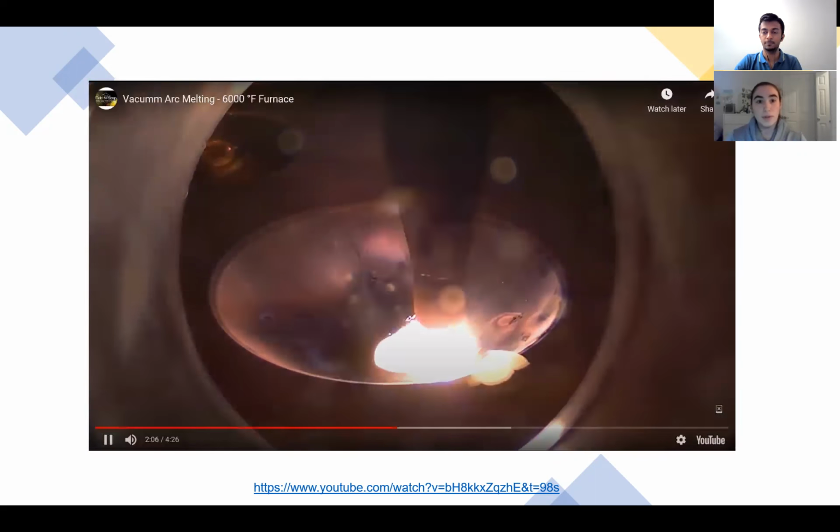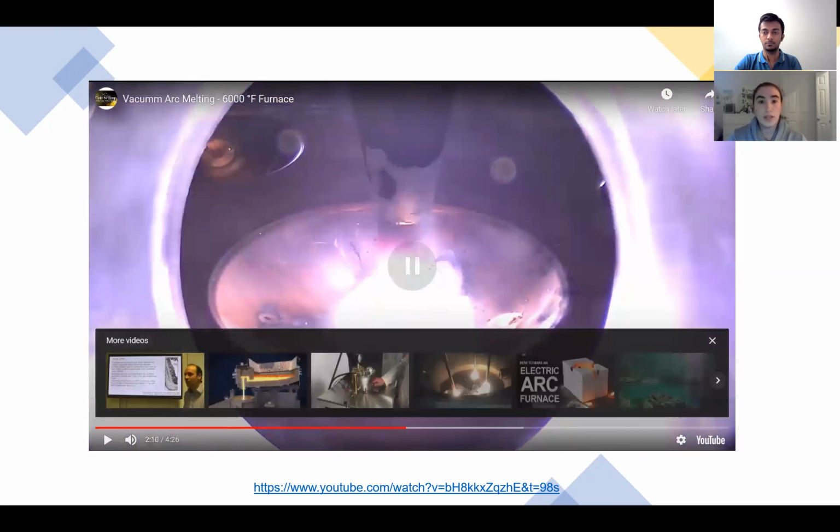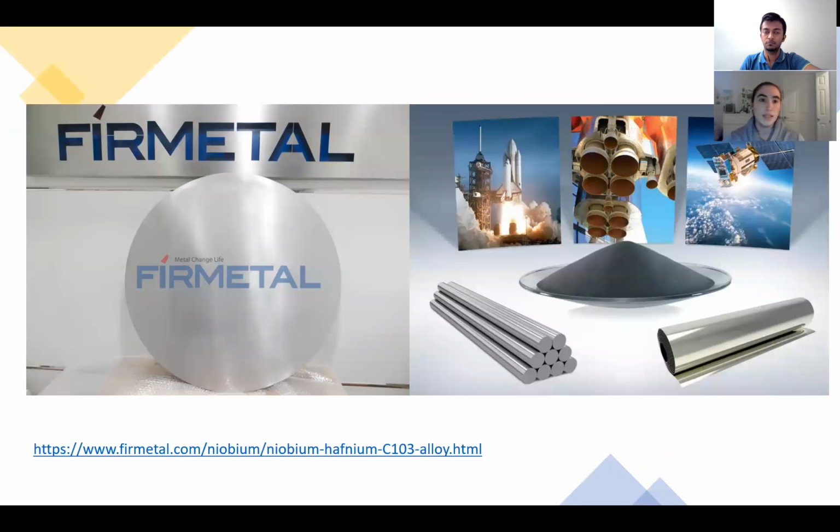So on the next slide, we have a graph that basically shows the yield strength versus temperature for a lot of different RMPEAs. You can see that different ones will have higher yield strengths, or different ones will be functional up to higher temperatures. And so C103 is a good balance between retaining strength and being able to operate above 1400 Celsius. So these materials are being used in aerospace.